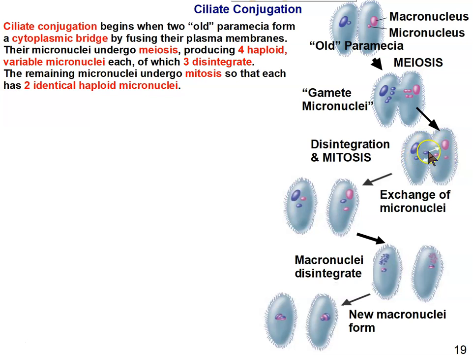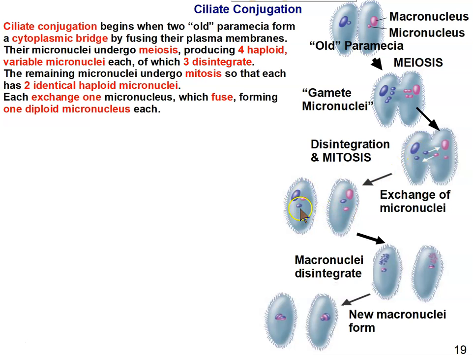They exchange one between them, so that each then has 2 different micronuclei. Those 2 different micronuclei then fuse together and form one diploid micronucleus.